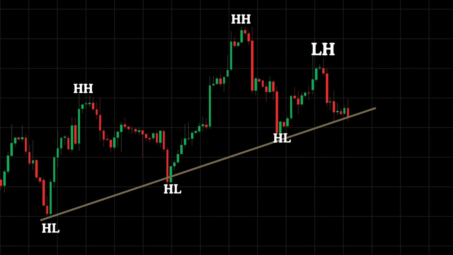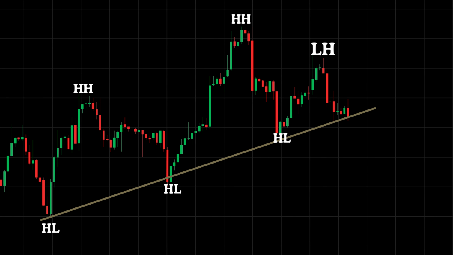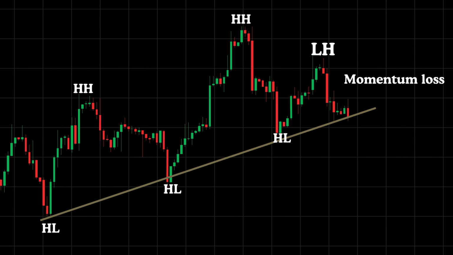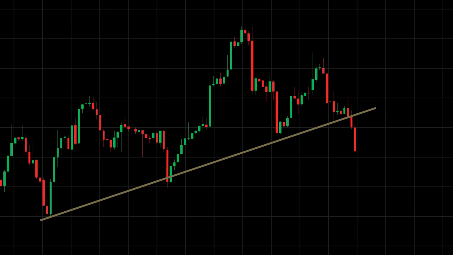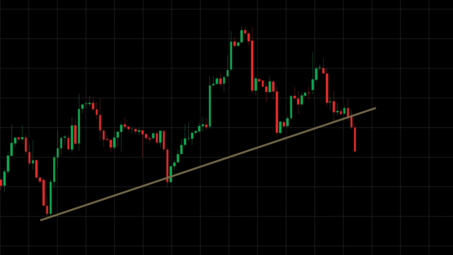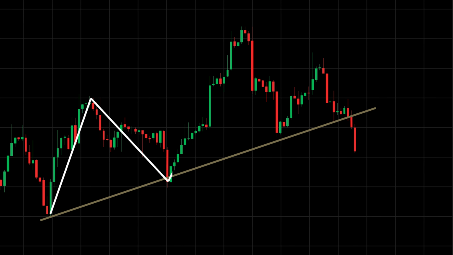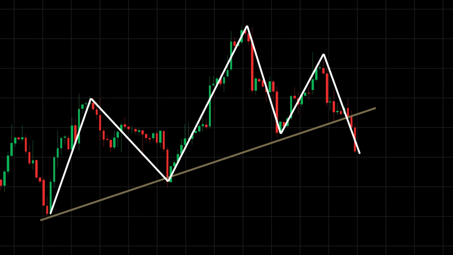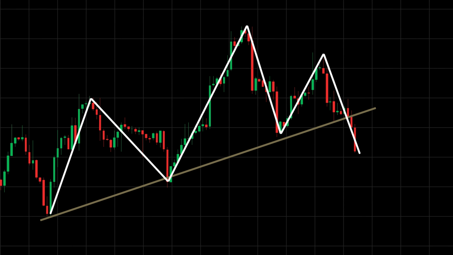This shift suggests buyers are losing strength, indicating potential trend exhaustion. This loss of momentum hints at a possible breakout or reversal ahead. When price fails to make new highs, it reflects fading buying pressure. Then as price eventually breaks below the trend line, it confirms the direction change. This scenario offers a good opportunity to consider entering a sell trade to capitalize on the expected downtrend.